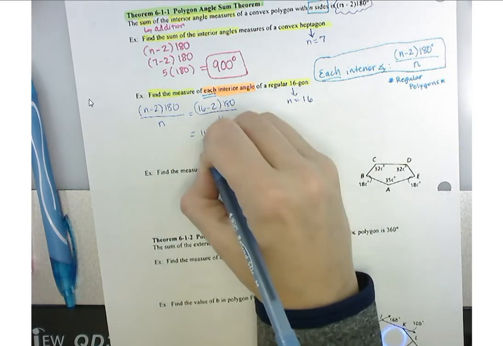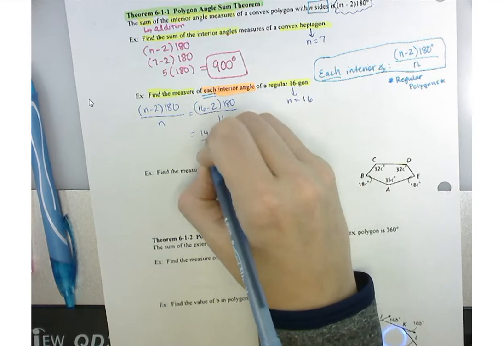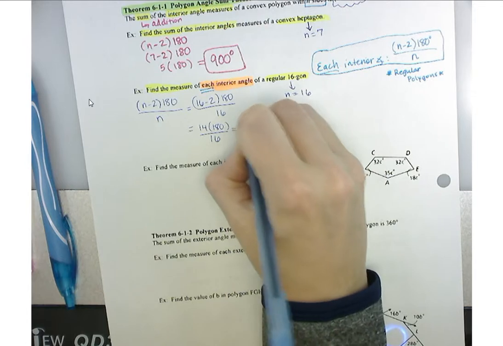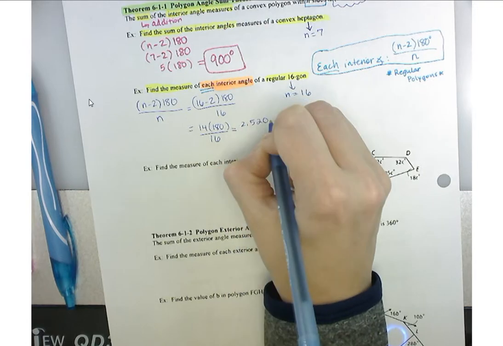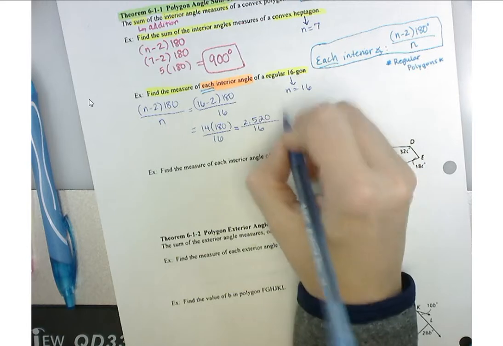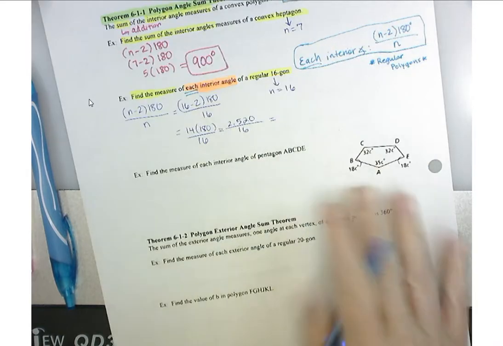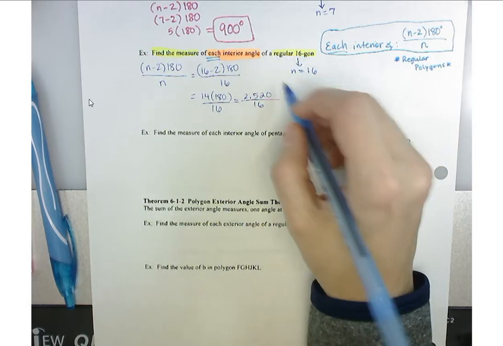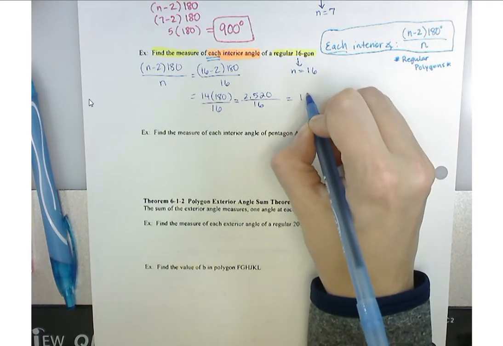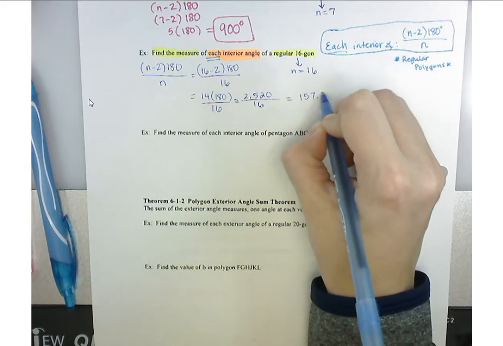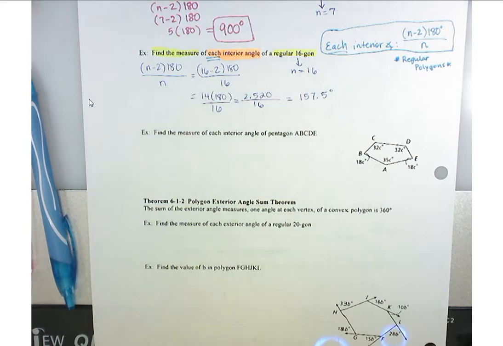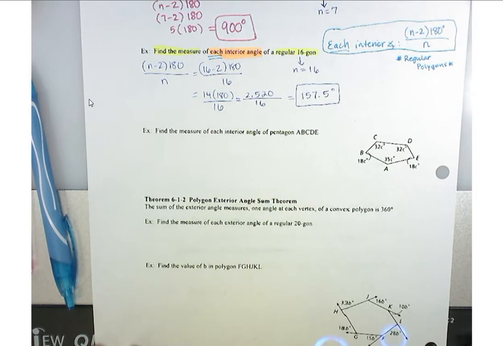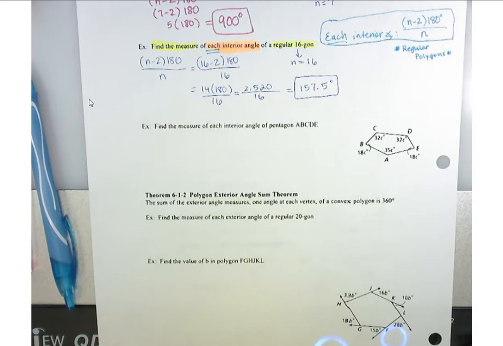All right, so then when you multiply 14 by 180, what do you get? Good, 2,520. So then we're going to take that and divide it by 16. And then did you guys get a whole number or a decimal for this? Yep, good. Ella, what'd you get? 157.5. Good. Okay, so each angle measure would be 157.5 degrees if it was a regular 16-gon.